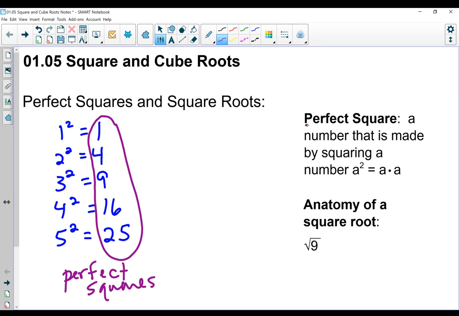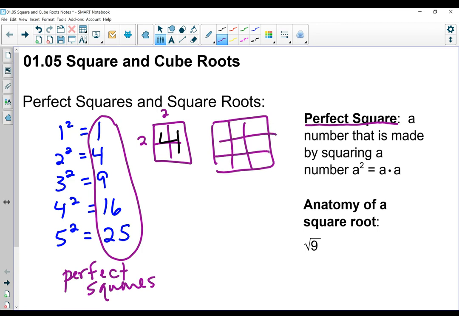So our definition of a perfect square is a number that is made by squaring a number. So all of these are made by squaring a number. They're all perfect squares. In addition, there's a really cool visual component to this. I can make each of these numbers, 1, 4, 9, 16, and 25, as a square. So 4 I can make as a square that is 2 units by 2 units. 9 I can make as a square that is 3 units by 3 units.